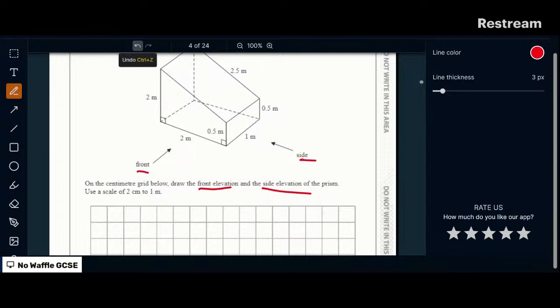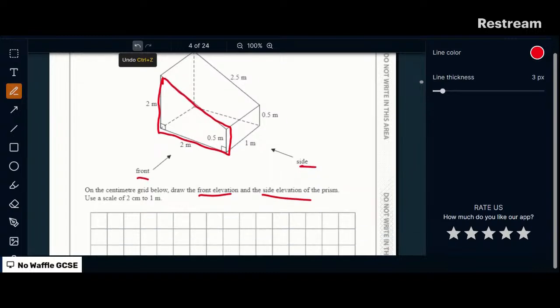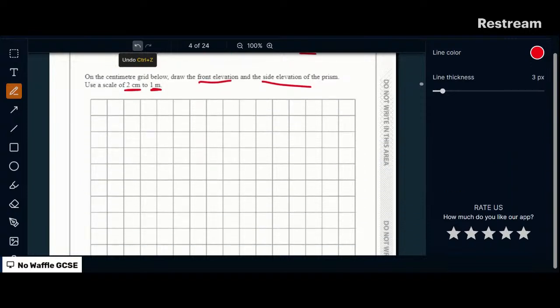Now the front elevation is this part here, so that's what we wanted to draw, and it's a centimeter grid, so we've got 2 meters. So it's 2 centimeters to every 1 meter. Therefore, it might be helpful to write, 2 meters will then be 4 blocks. That will also be 4 blocks. 0.5 is going to be 1 block. And then you can work out the last one yourself.